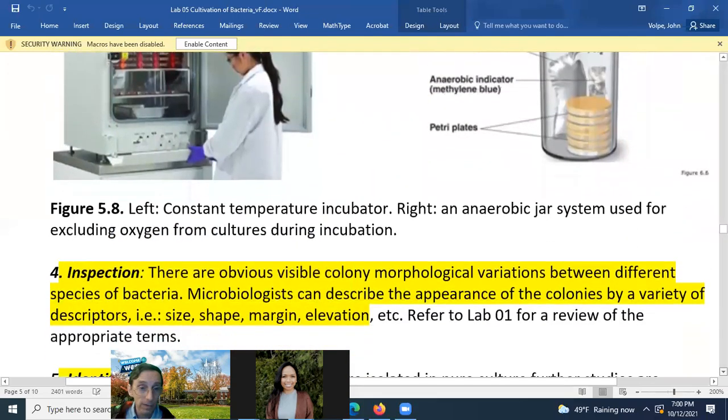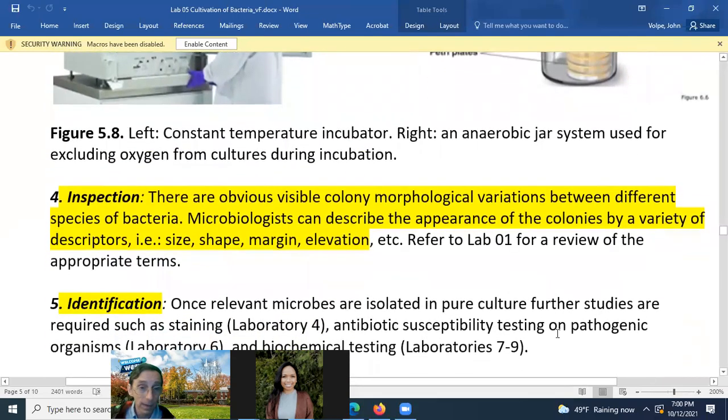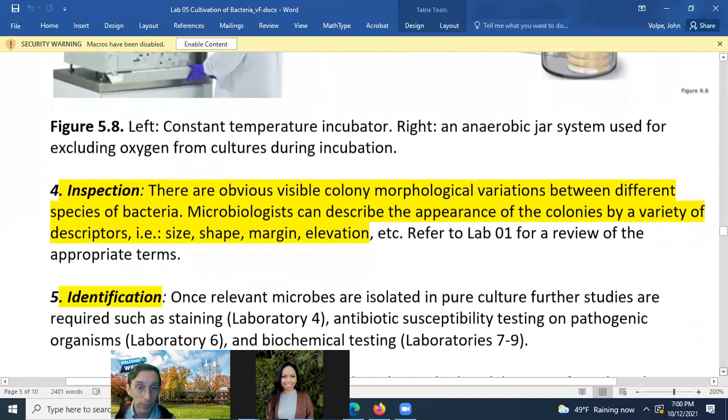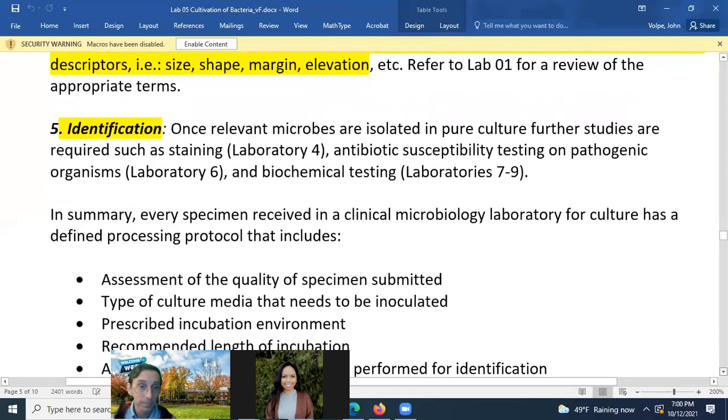All right, any question about that? You then inspect the growth and look for observable visible colonies, and then note the differences between the different colonies. Usually, if you have a mixed culture, you can see differences in the colonies. They can vary by size, shape, margin, elevation, and Lab 1 can review those terms.